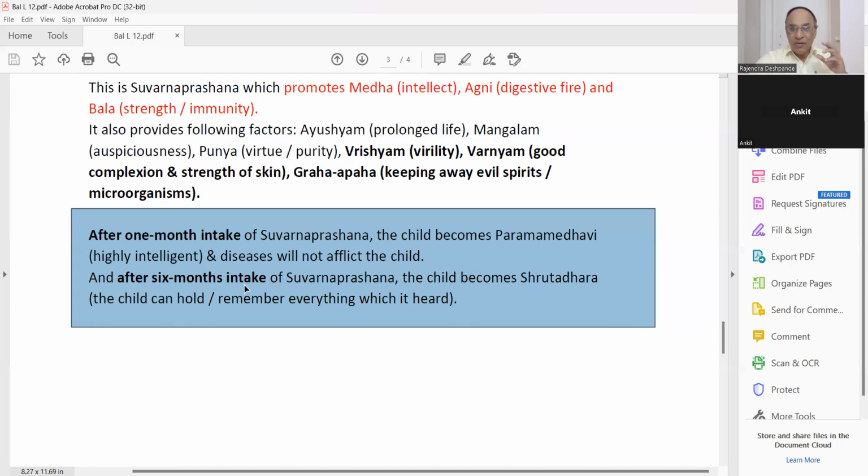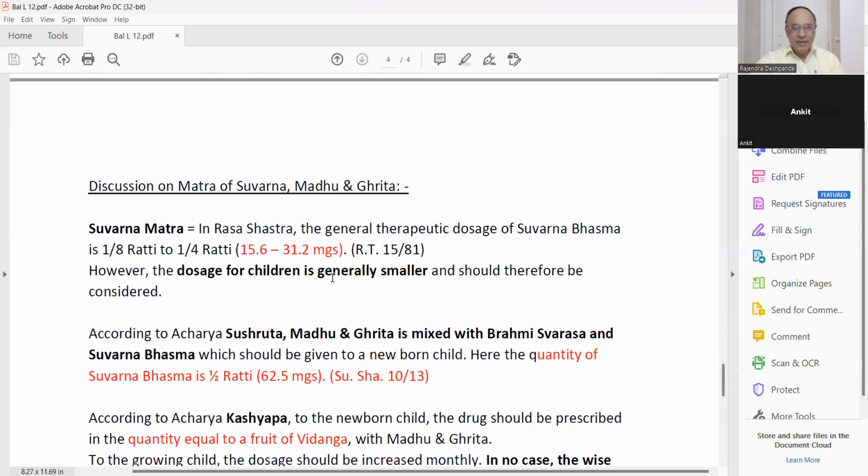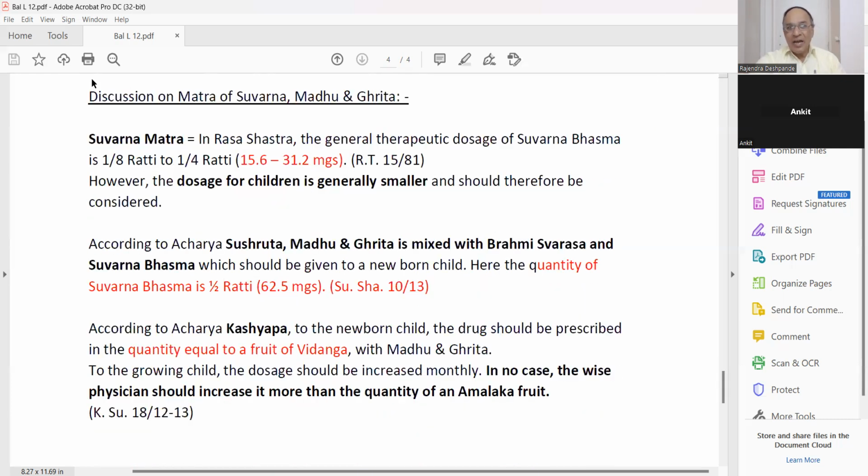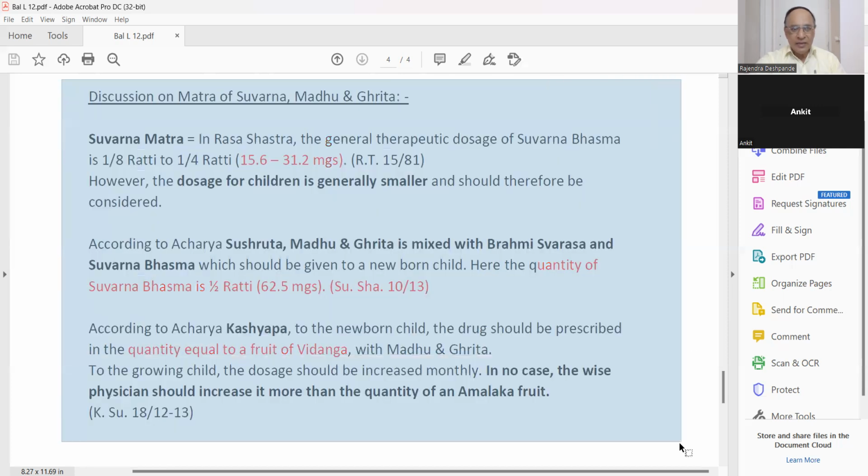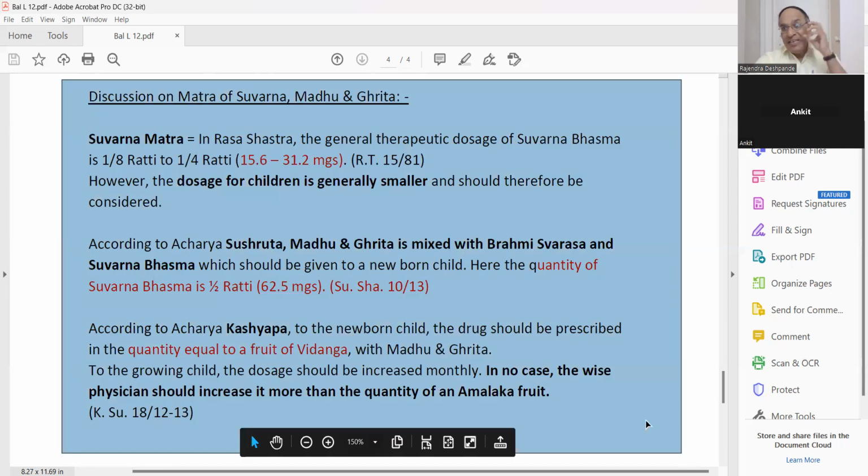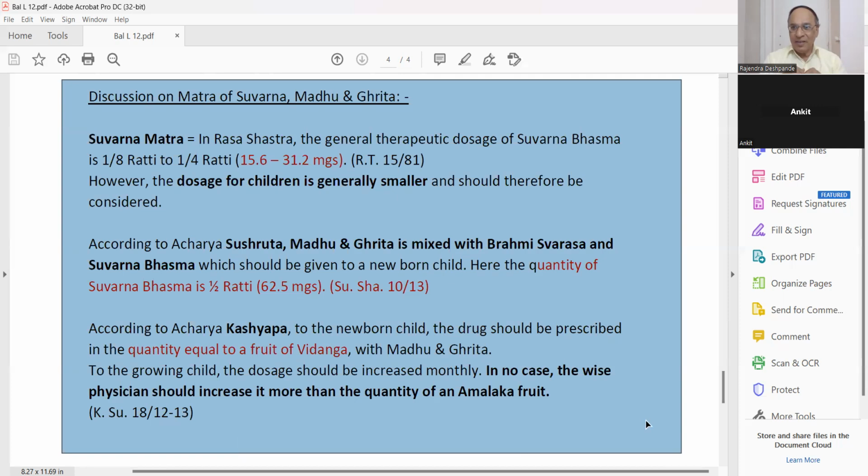And after 6 months of intake of Suvarna Prashana, the child becomes Shruta Dhara. That means the child can hold and remember everything which he is hearing, immediately going to the hard disk, memorized and preserved. Data is always stored in the cloud. So that is the effect of Suvarna Prashana. Okay. Now, this is the discussion of Matra of the Suvarna, Madhu, and Ghrita. How much gold should be taken? How much honey should be taken? How much ghee? Matra is a dose, Pramana in Ayurveda.